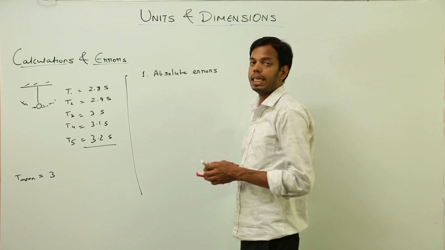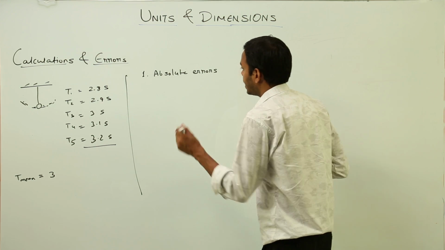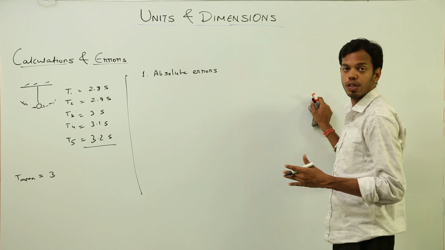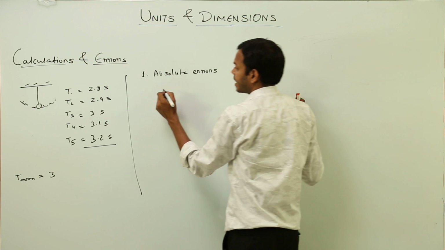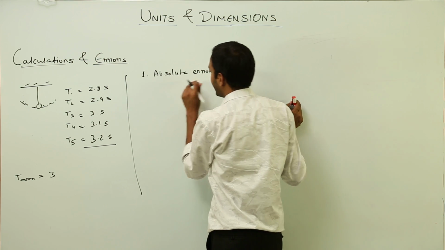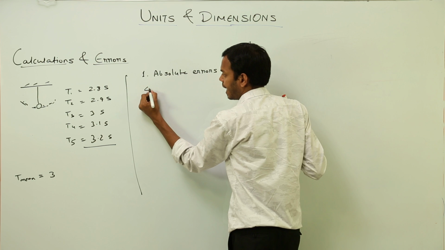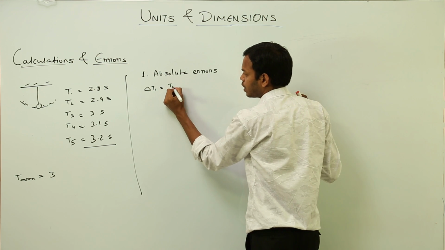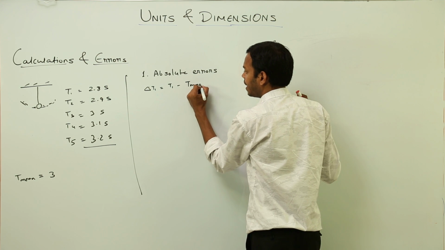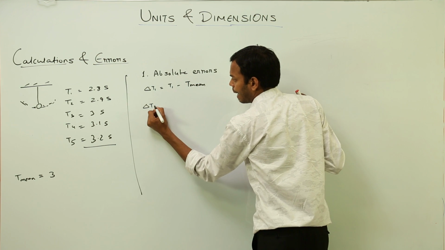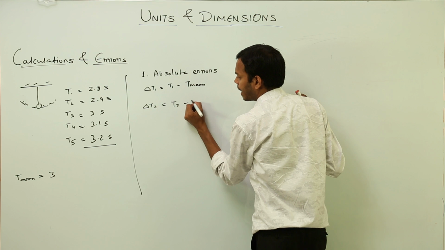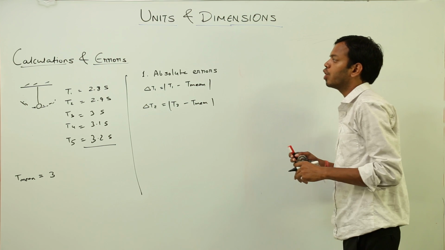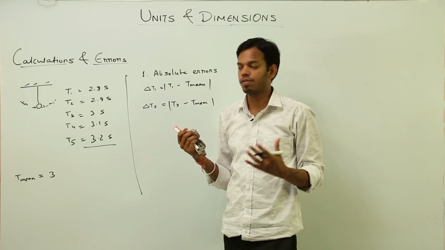So absolute error is figured out by subtracting the mean value from each individual observation and taking its modulus. So absolute error is in each value. It is denoted by delta T1. This is the absolute error in the first quantity, which is the first quantity minus the mean value. Similarly, absolute error in the second would be the second quantity minus the mean value, but we are going to take the modulus every time because we are not going to take error in a negative sign, alright.